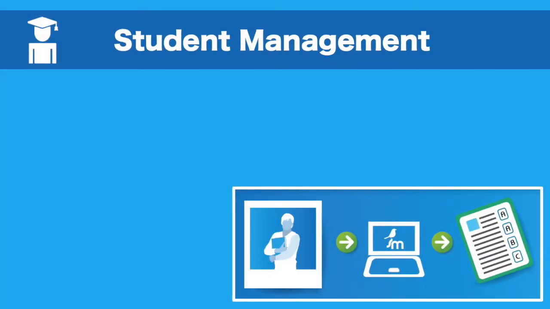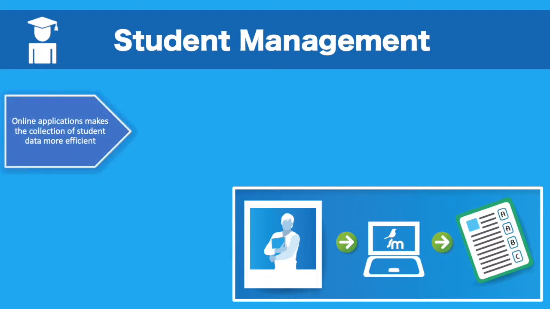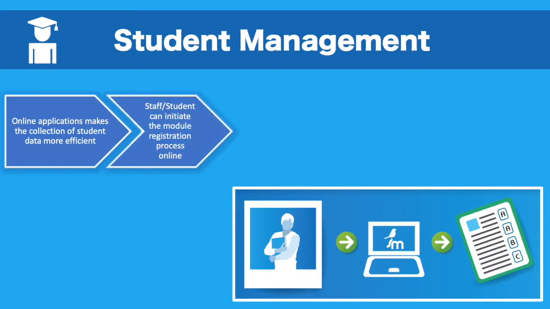For student management, an applicant can access online applications, and this will make the collection of data more efficient. Staff can also initiate module registration through an online process. So staff can allow first-time applicants to select the modules that they'd like to register for after having been approved as an applicant, or staff can have full control of the registration process independently in the system.